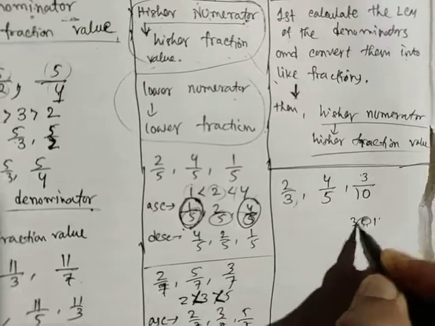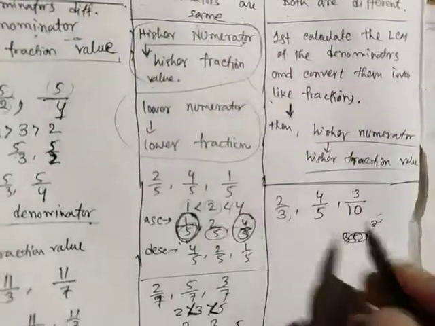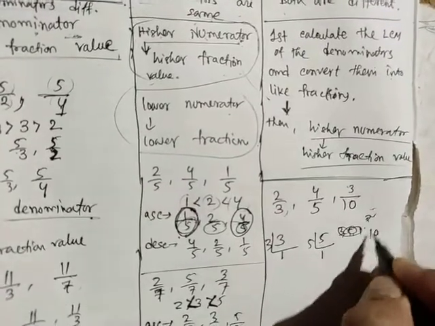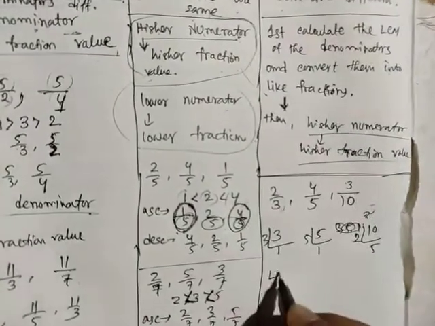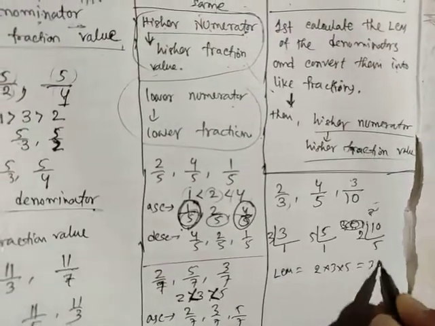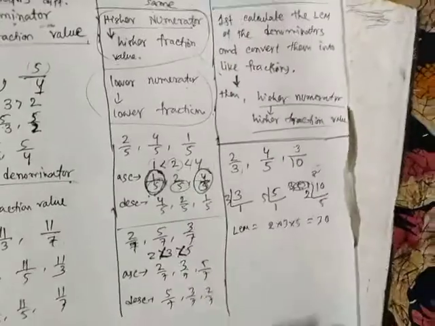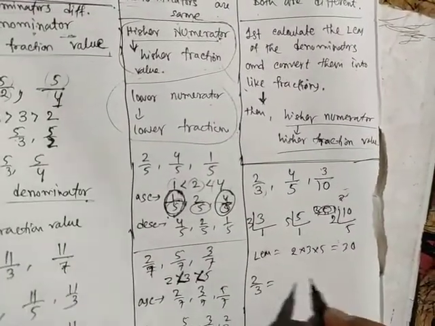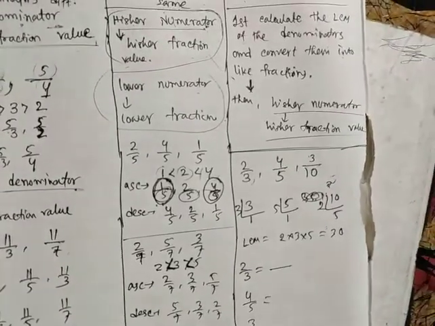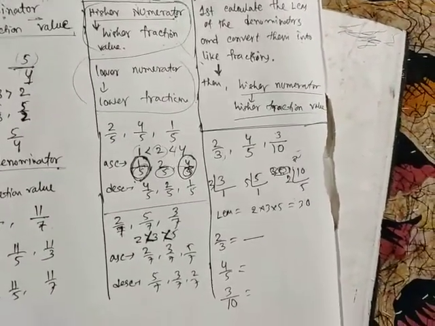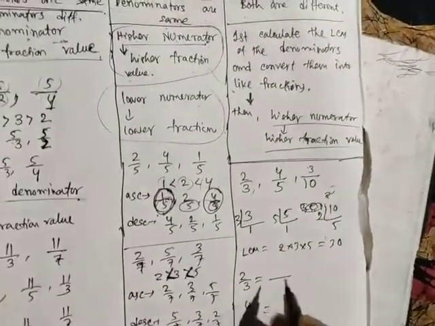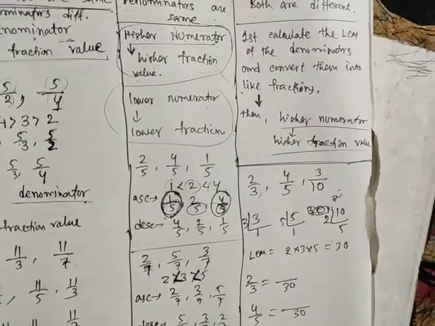Follow the process. LCM of 3, 5, 10. So first 3, 3, 1, 3. Next 5, 1. Next 10, 2, 5. So here LCM is equal to 2 into 3 into 5 is equal to 30. Here you see LCM is 30. So now we have to write these fractions. Write 2 upon 3, 4 upon 5 and 3 upon 10, each with denominator 30.